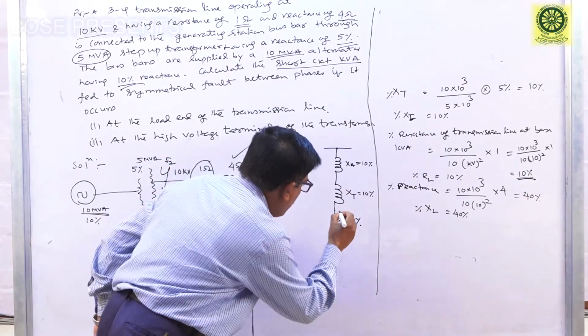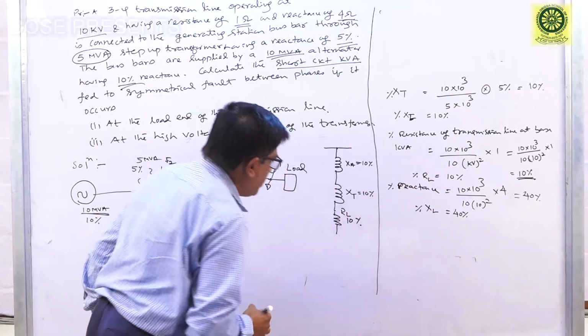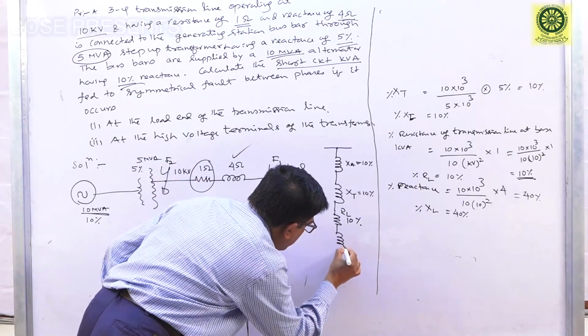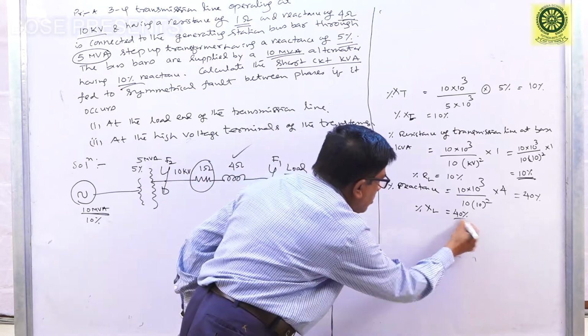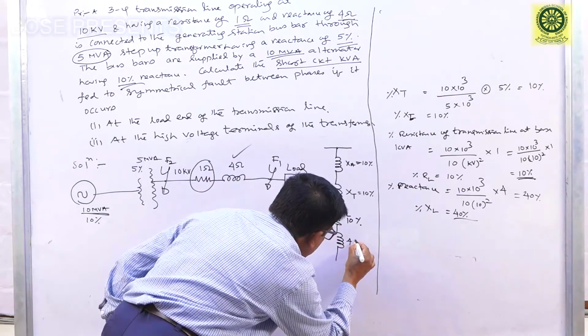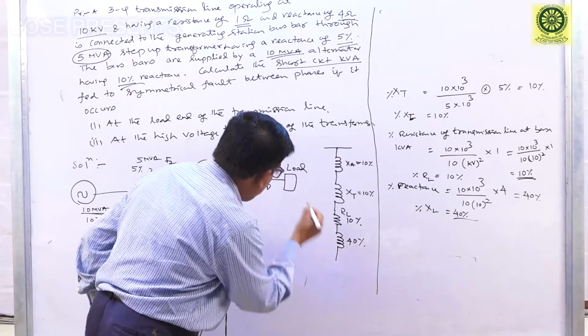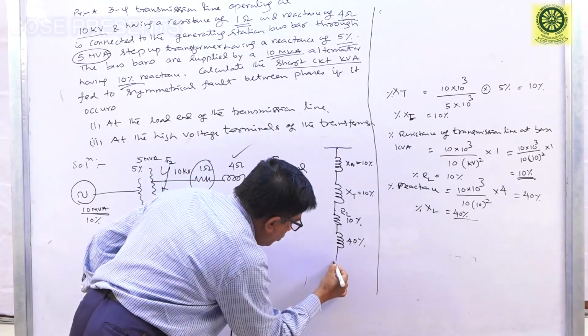This is your transmission line resistance. Then what is the transmission line reactance? Now 40%. Then what is coming? Then load is coming. This is the load.